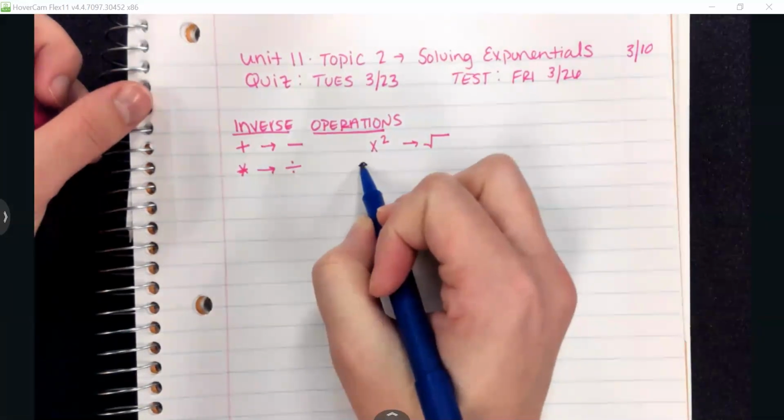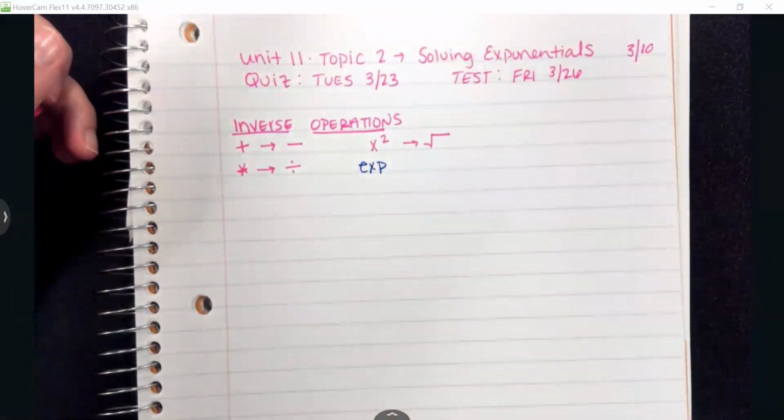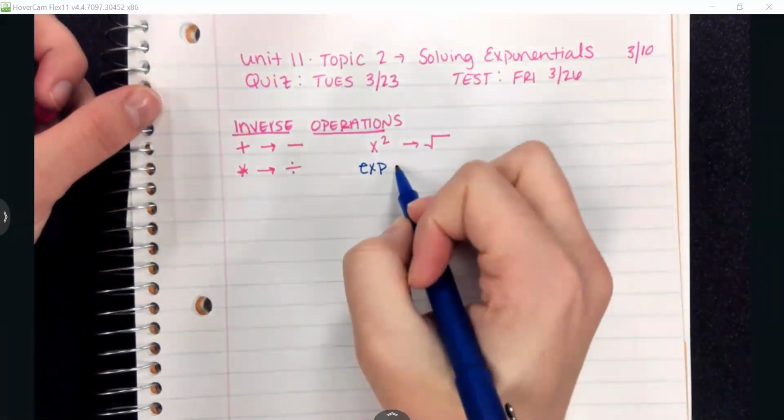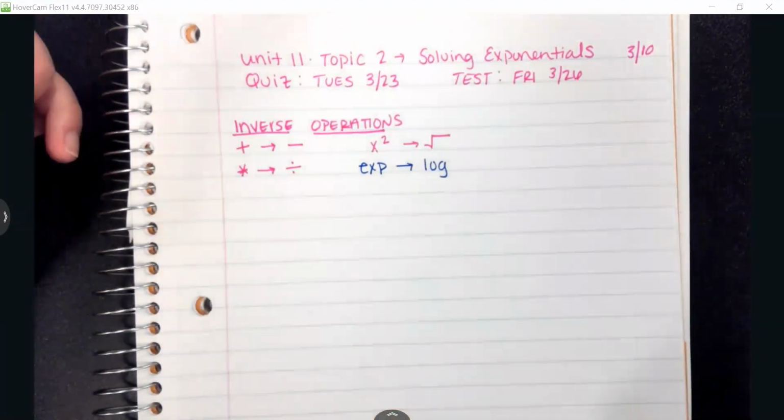So here's the new one, the one we're doing today. If I have an exponential function, something with an exponent, the only way to undo that is to change it into a log.